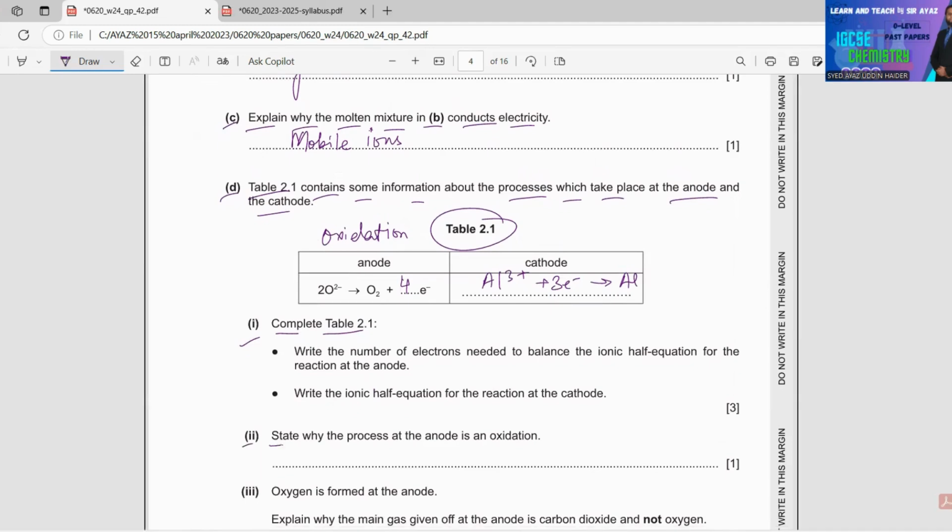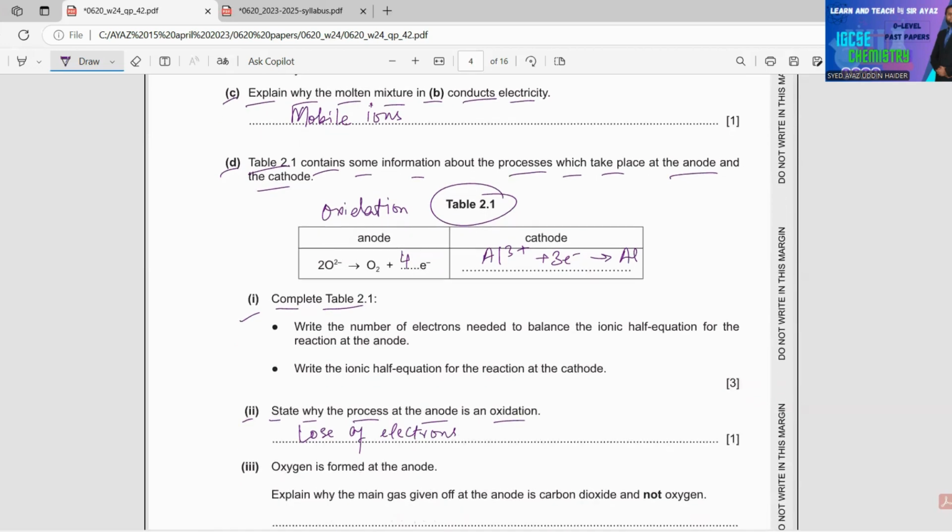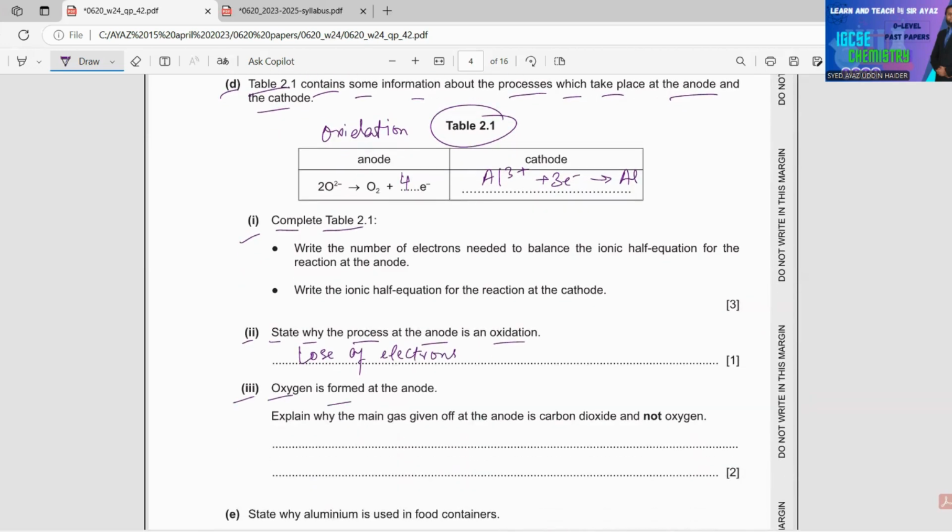Number 2, state why the process at the anode is an oxidation. There's a loss of electrons. So you write loss of electrons. That's why it's an oxidation.